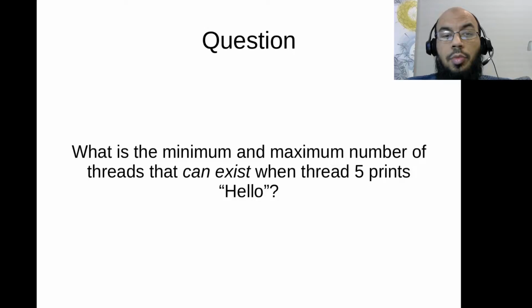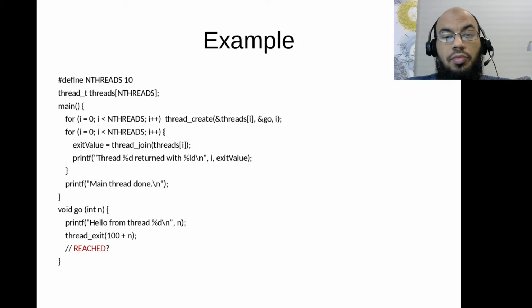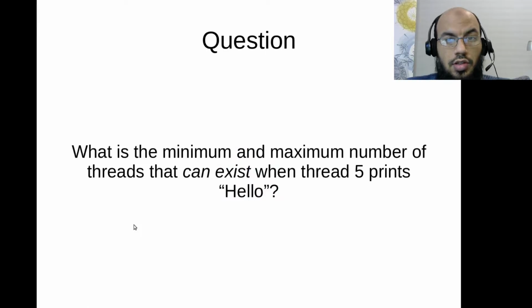And I have another question for you. What is the minimum and maximum number of threads that can exist when thread 5 prints hello? So you have an iterator that prints something and prints the number of threads, right? And you have 10 threads created in this example, and you spawn them in thread create and wait for them in thread join, and then in each thread you print hello from thread and print your own thread number. So the question is, what is the minimum and maximum number of threads that can exist when thread 5 prints hello?